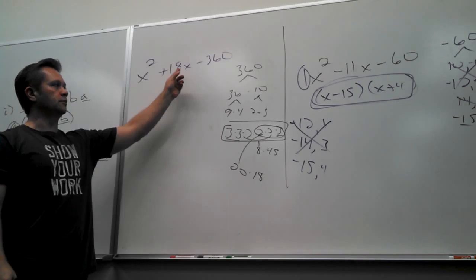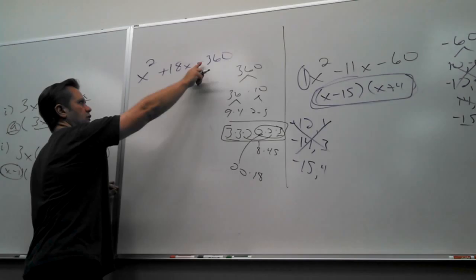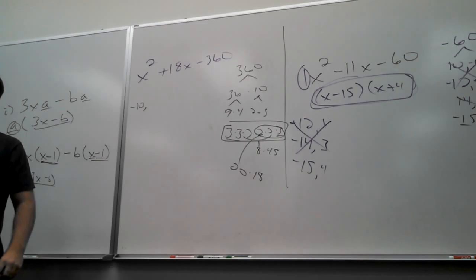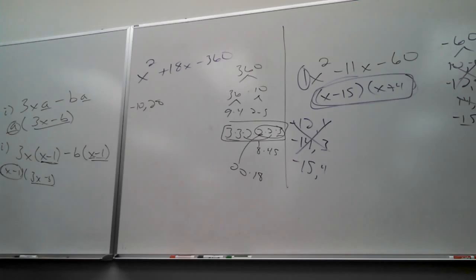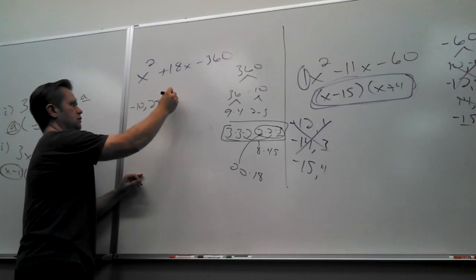All right, so let me attack it from this way. They have to be different signs. So let me start with, like, if I had negative 10, what would I add to it to make 18? You guys could do it. Negative 10 and what make 18? What do I subtract 10 from to make 18? 28. So I can start here. So that makes 18, right? Now I check to see if 360 also happens. No, negative 10 times 28 is negative 280.